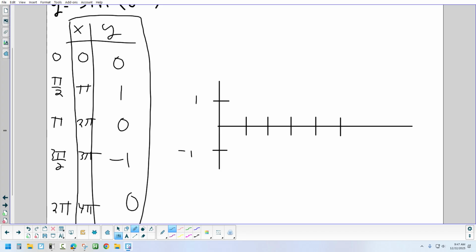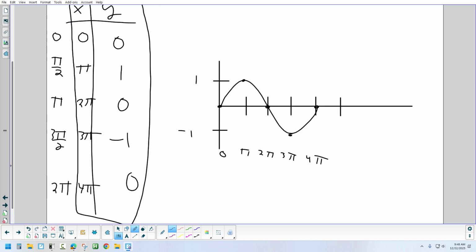Okay, for our labels, I would just use 0, pi, 2 pi, 3 pi, 4 pi. If you change your scale like I do, it's not really going to look stretched, but that's because you've changed the size of your axis spacing, which is fine. And that's your sketch. Any questions on that?